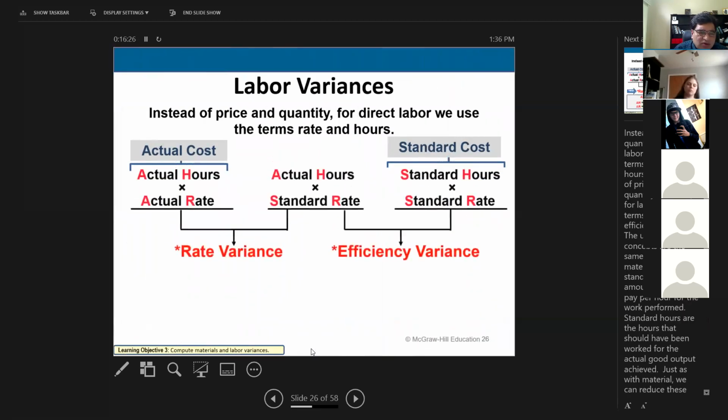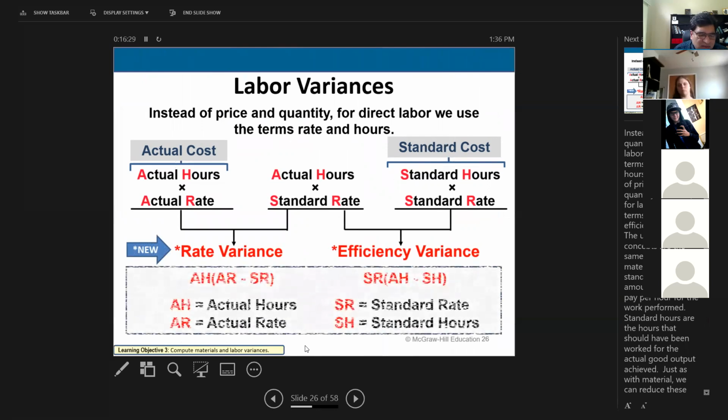Now, when we talk about the labor variance, everything remains same, except that the price is replaced by the rate and quantity is replaced by the hours. Same formula, except that the price is replaced by the rate, because when you say the labor rate, that's what it is. This is the price. And instead of quantity, we call it hours. $20 per hour is the labor rate, right? So that's the difference. This is called the rate variance. This is called the efficiency variance formula.